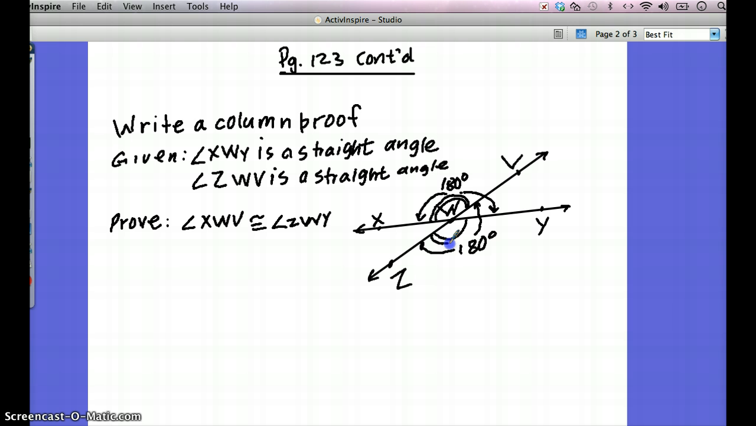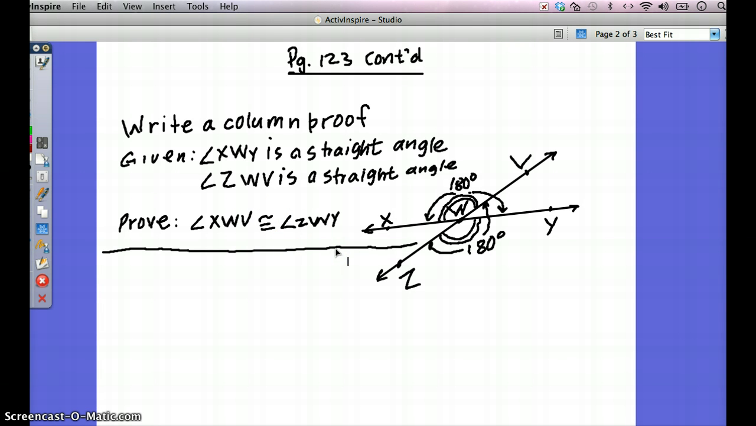And usually what happens is if you mark your diagram properly, even before you write one statement or reason, you can see what you want to prove is in fact true. And I'm sure many of you are just shouting, yes, I see that. Those are vertical angles. Yes, they are. But we're required to prove it. So let's go ahead and set up our statements and reasons and do this. Okay?